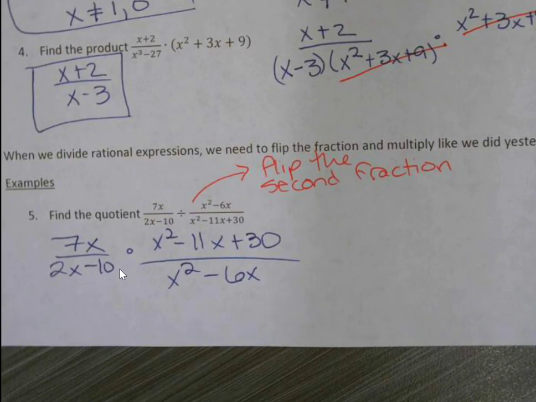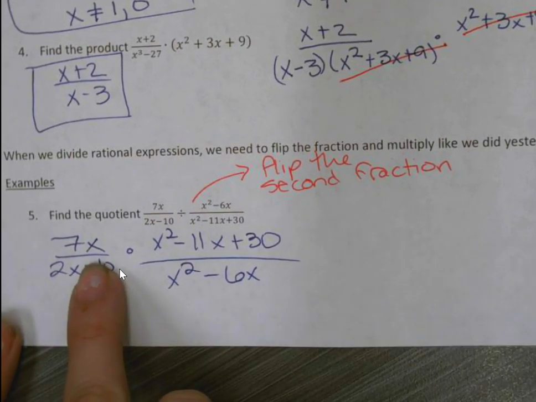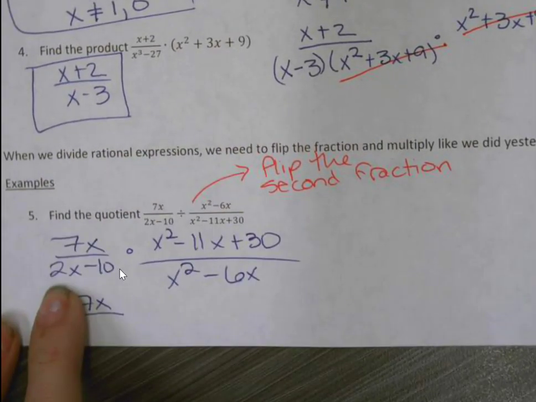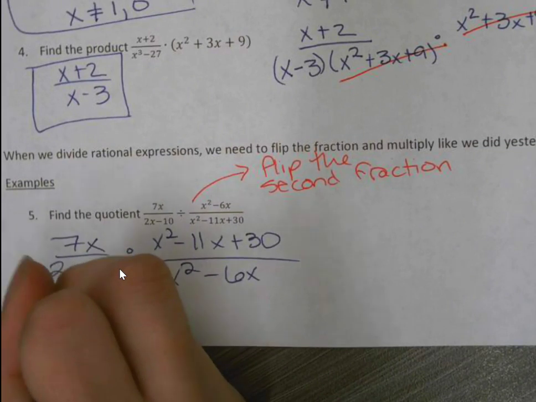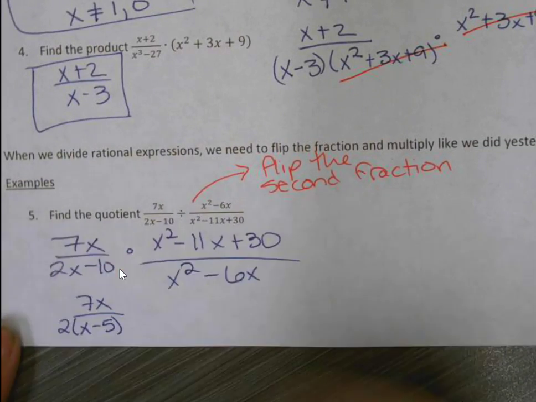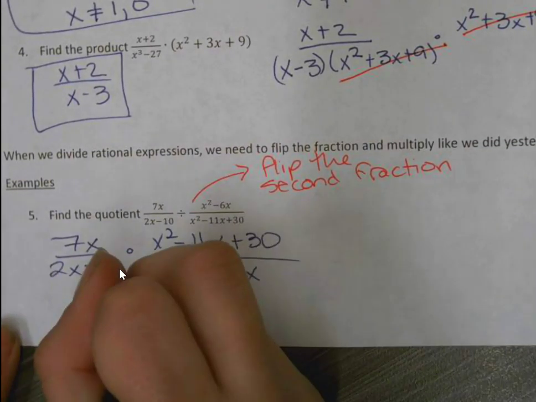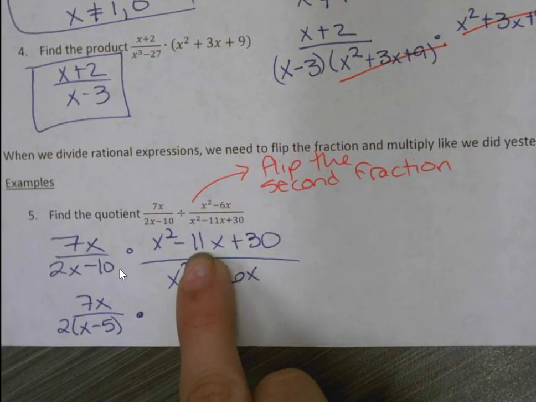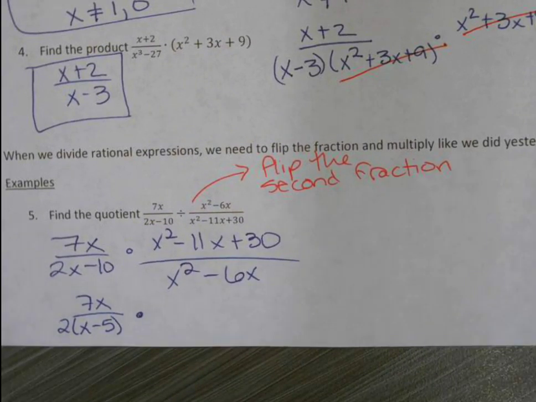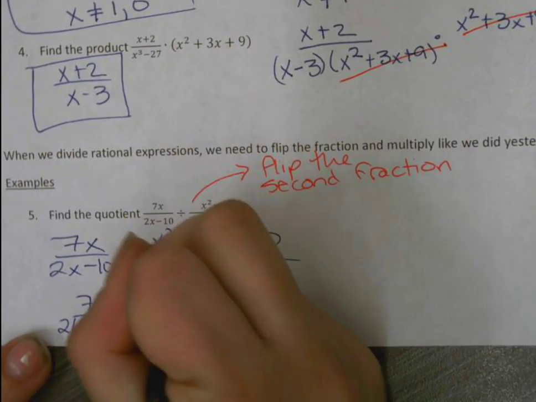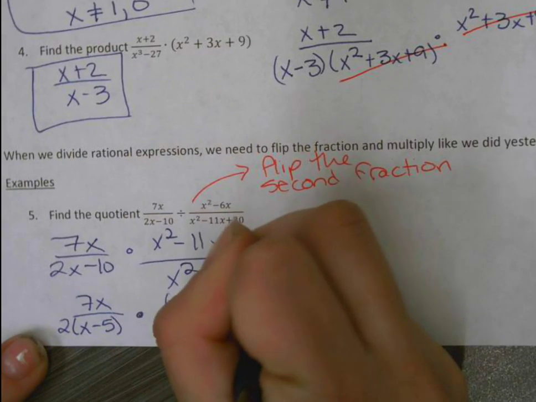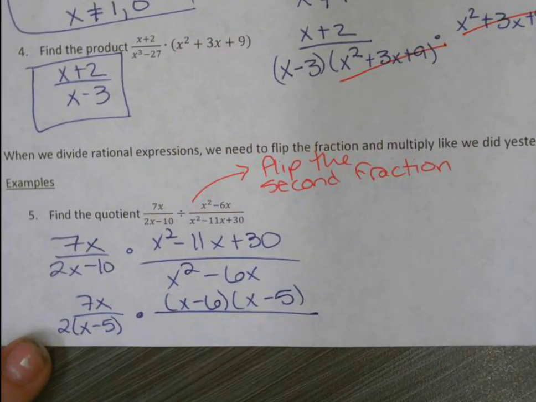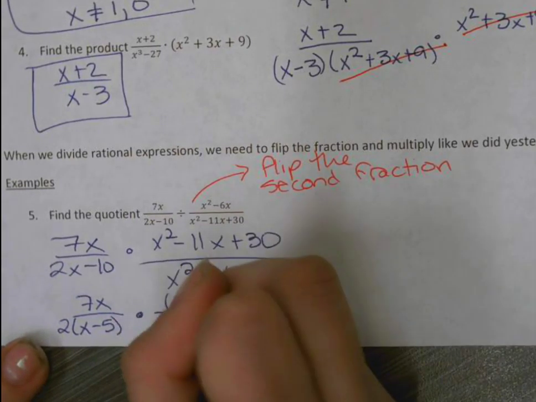Okay, then I want to go and factor. My first fraction, the top part, is just going to stay the same. The bottom one I can factor out a 2 because they're both even, so I'm going to have 2 times x minus 5. On my second fraction, what multiplies to 30 that adds to negative 11? Negative 6 and negative 5. And then on the bottom, they both can be divided by an x. So I write that out front, and then I have x minus 6.